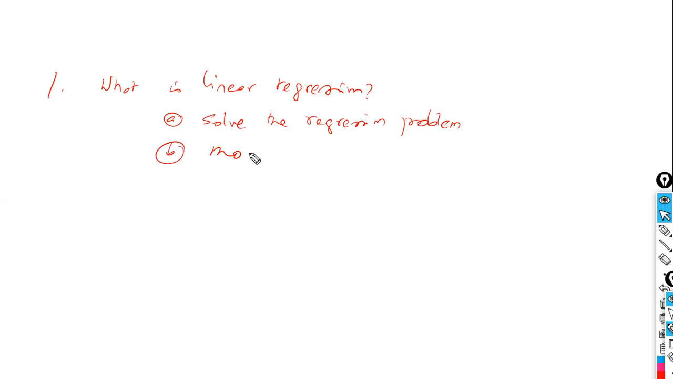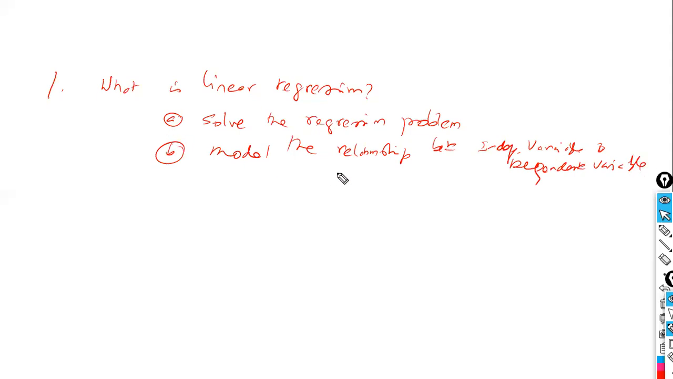Another thing is you can model the relationship between independent variable and dependent variable. We can model the relationship using a linear regression model. In simple terms, it helps us find out how one thing affects another thing.